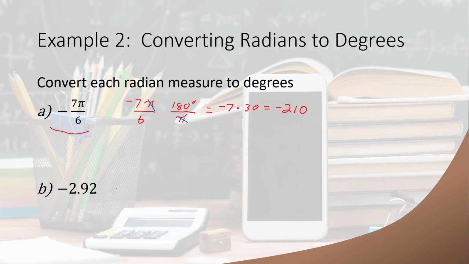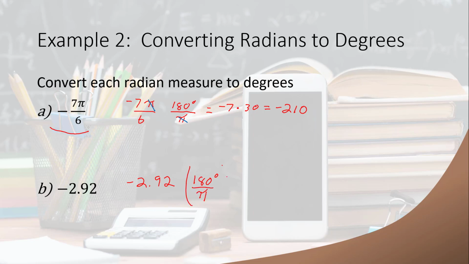Now for the next one, we would need to approximate, and for this one, once again, we're going to approximate it to the 4th decimal place. So for this one, it would be negative 2.92, but it's done the exact same way. We are going to multiply this by 180 over pi, 180 degrees over pi radians.